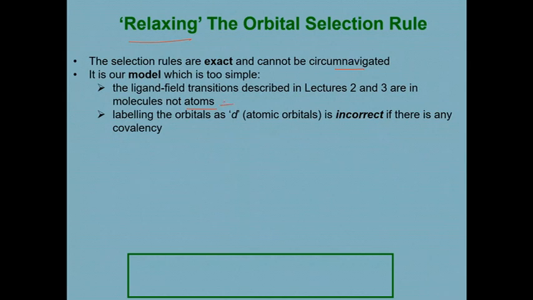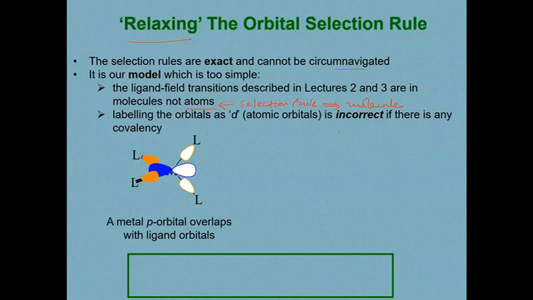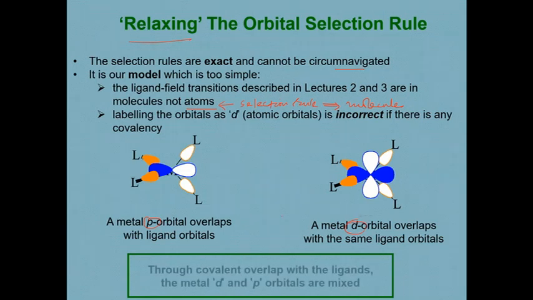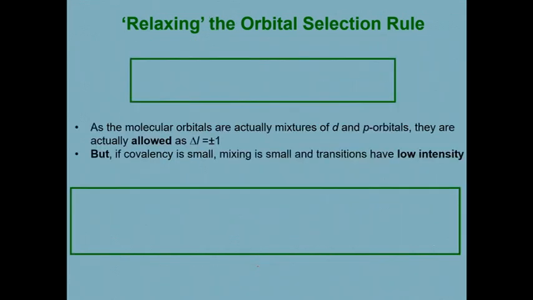Okay, so the selection rules conform to molecules. And labeling the orbitals as atomic orbitals is correct if there is any covalency. So covalency is a factor which determines the strength of the band. Here you can see how metal ligand interaction is there. A metal p orbital overlaps with a ligand orbital, and a metal d orbital overlaps with the same ligand orbital. So this is p and this is d. With covalent overlap with the ligands, the metal d and p orbitals are mixed.